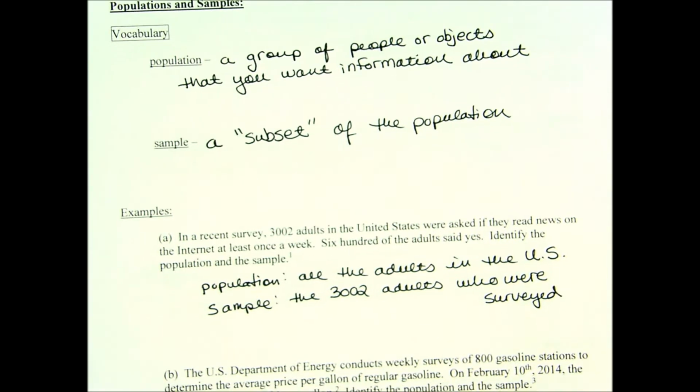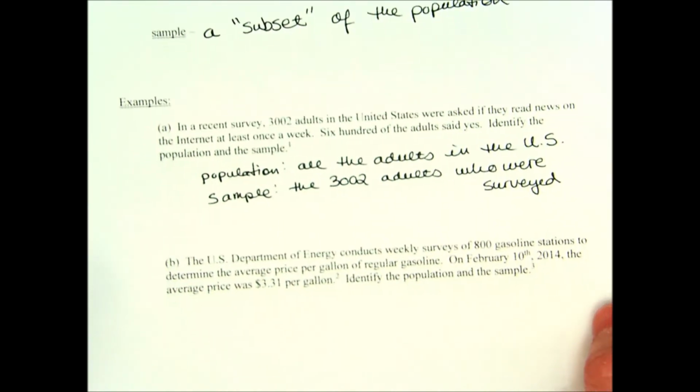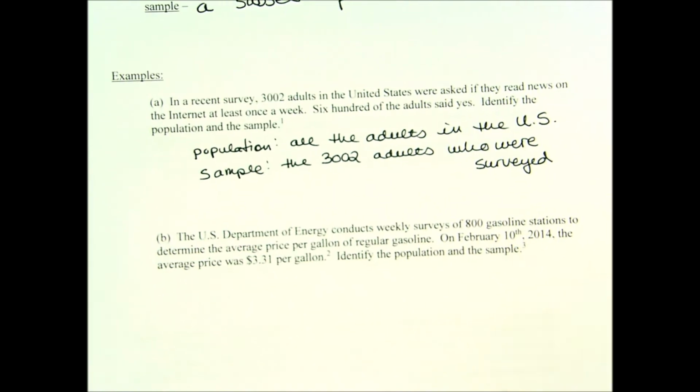Take a look at the next example and see if you can come up with the population and the sample. The U.S. Department of Energy conducts weekly surveys of 800 gasoline stations in the U.S. to determine the average price per gallon of regular gasoline. On February 10th, 2014, the average price was $3.31 per gallon. We want to identify the population and the sample. See what you can do.